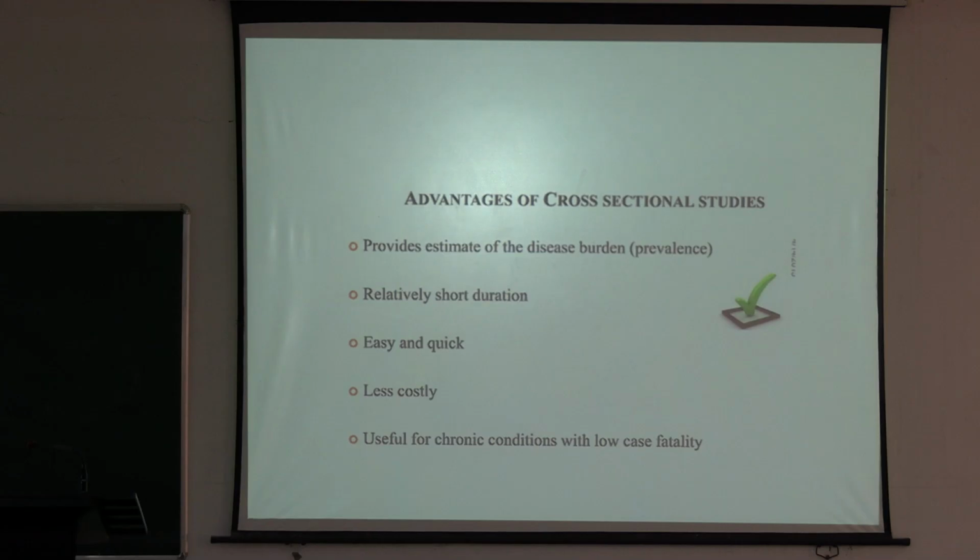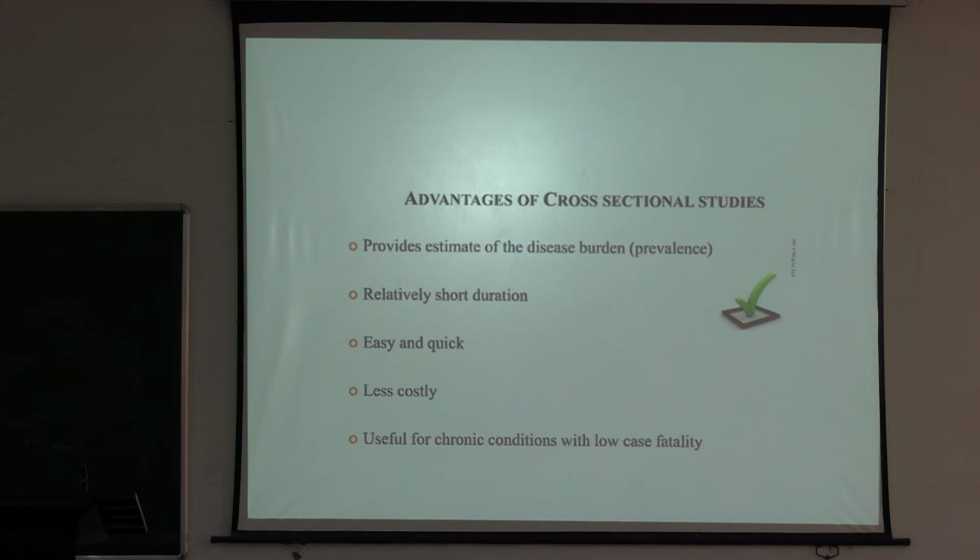Advantage of cross-sectional studies is again a common question which is asked. Provide estimate of the disease burden, that is prevalence. Relatively short duration, you don't have to continue for a long time. Easy and quick, less costly, useful for chronic conditions with low case fatality. So chief advantage is the estimation of the disease, relatively short duration. You don't have to extend it for months or years. You just take a cross section. Easy and quick, less costly, useful for chronic conditions with low fatality.